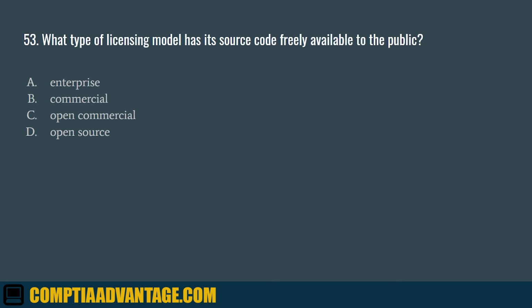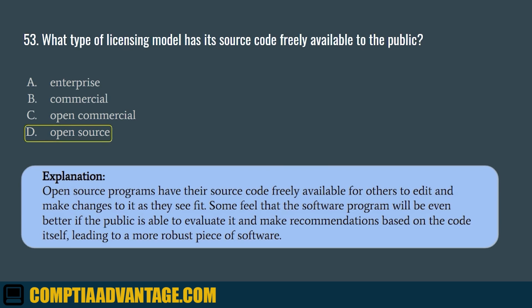Question 53. What type of licensing model has its source code freely available to the public? A. Enterprise. B. Commercial. C. Open commercial. D. Open source. The correct answer is D. Open source. Open source programs have their source code freely available for others to edit and make changes to as they see fit. Some feel that the software program will be even better if the public is able to evaluate it and make recommendations based on the code itself, leading to a more robust piece of software.